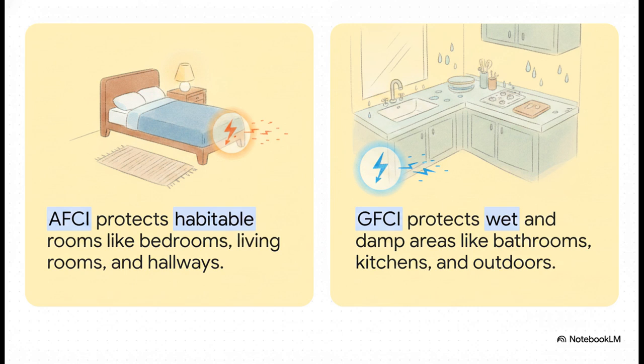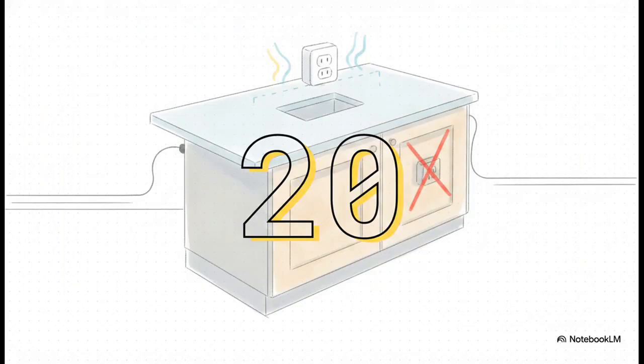GFCI, on the other hand, ground fault circuit interrupters, are all about preventing fatal shock in wet, damp, or unfinished areas. That means your bathrooms, kitchens, garages, crawl spaces, and anything outdoors. Now, I want to highlight an absolutely crucial, high-yield number for the 2023 code cycle. For kitchen islands and peninsulas, receptacle outlets can no longer just be cut right into the sides of the base cabinets. Instead, if they're installed, they have to be mounted on or not more than 20 inches above the countertop surface. This is a massive shift in how we approach island wiring, so definitely commit that one to memory.